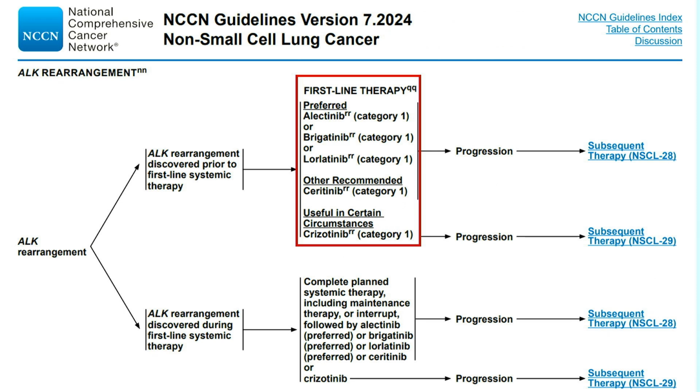So this is again a recommendation from the NCCN: in ALK rearrangement cases diagnosed upfront, we can start any of these TKIs: alectinib, brigatinib, lorlatinib, ceritinib, and crizotinib in some circumstances. And if it is found after the start of treatment, we may switch to TKIs, or we can wait until the completion of our chemotherapy, whatever is going on.